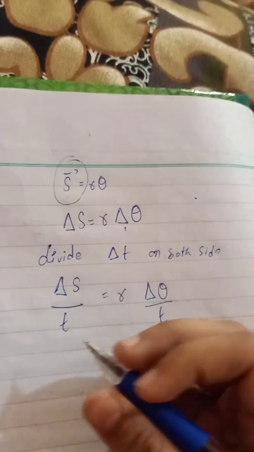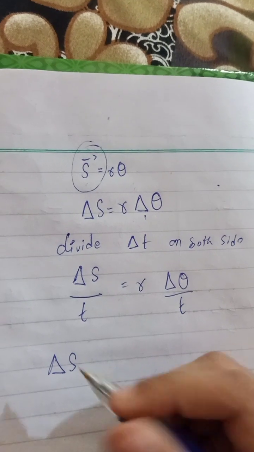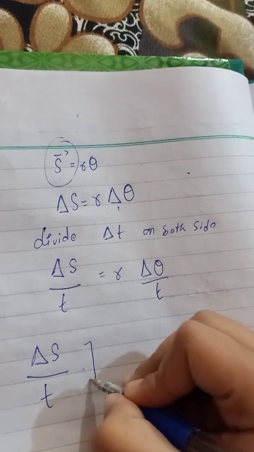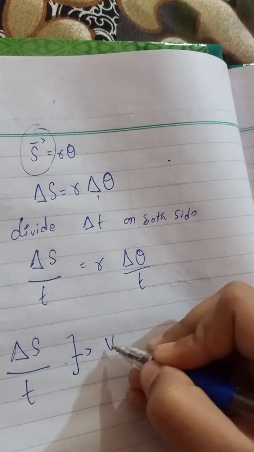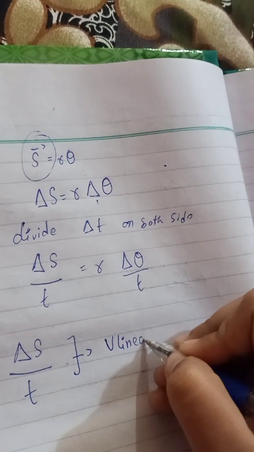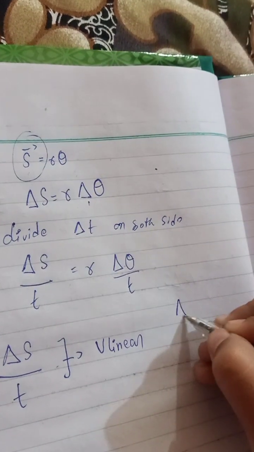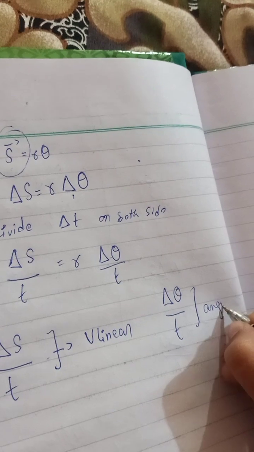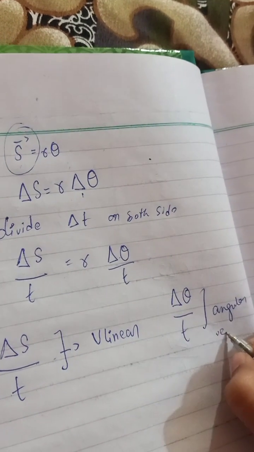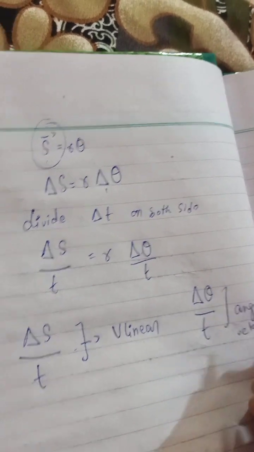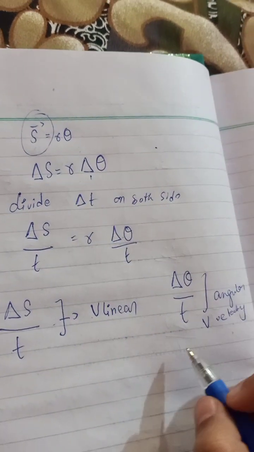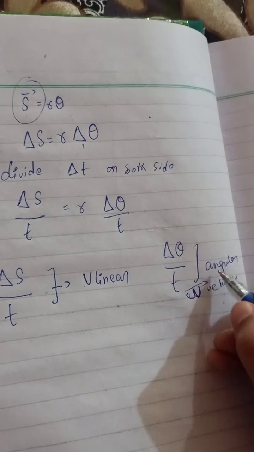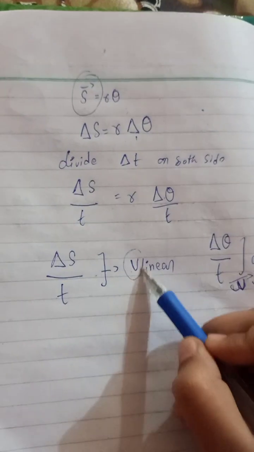As you all know, the change in linear displacement upon time is the formula of the velocity, which is linear. If we talk about this, this is the formula of the angular velocity. Okay, angular velocity. So I can write here, this is v, this is not a v, this is a w. We are denoting angular velocity as w, and in linear velocity we consider normal v.